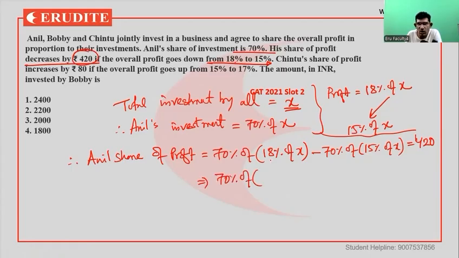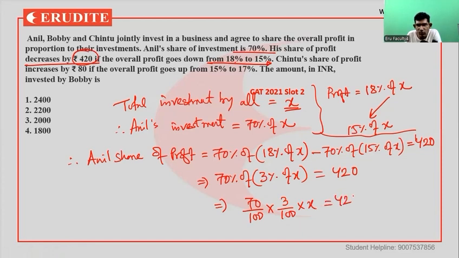So taking 70% common, 18% of X minus 15% of X, which is basically 3% of X, equal to 420. Now that is 70% of 3% of X equal to 420. So from this, what can I say? This is cancelled. 21, so this is 2, which means X equals 20,000. That means the total investment is 20,000. This we can say. And Anil's share is 70% of 20,000.